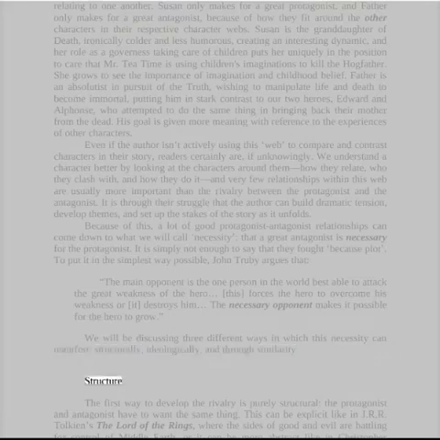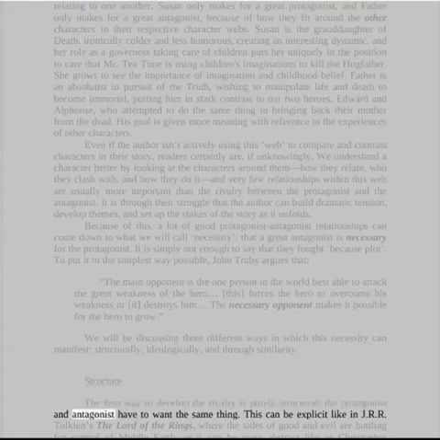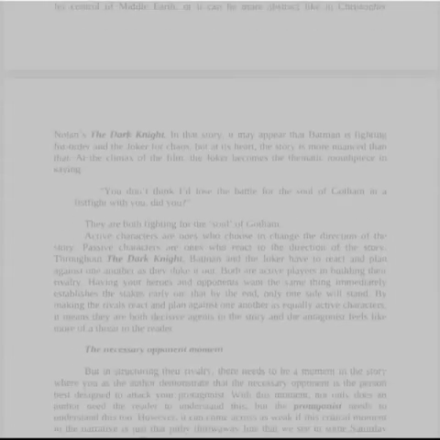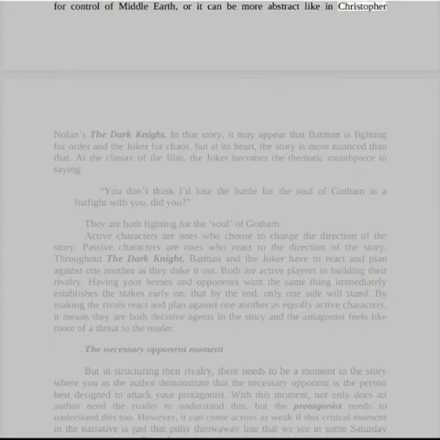Structure. The first way to develop the rivalry is purely structural. The protagonist and antagonist have to want the same thing. This can be explicit like in J.R.R. Tolkien's The Lord of the Rings, where the sides of good and evil are battling for control of Middle-earth, or it can be more abstract like in Christopher Nolan's The Dark Knight.